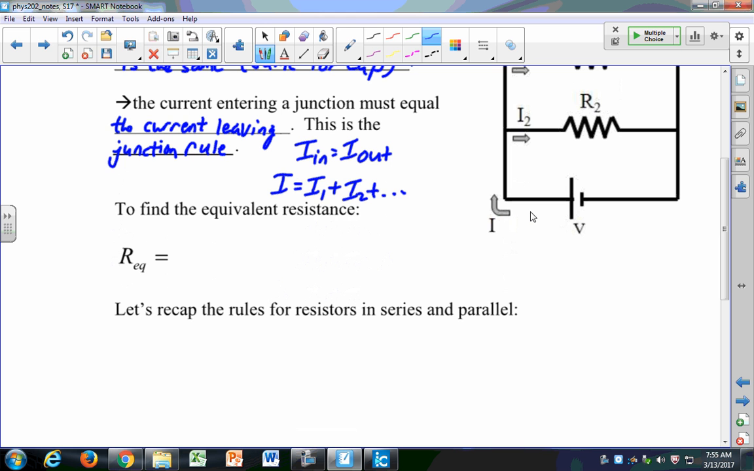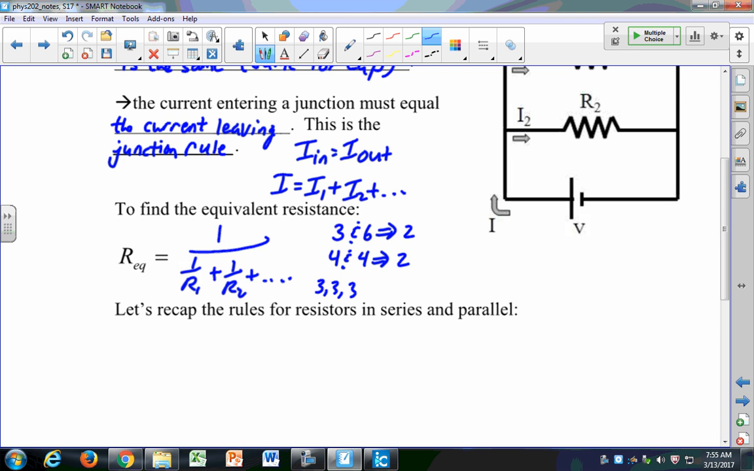And then for our equivalent resistance, it's 1 over R1 plus 1 over R2 plus however many resistors you have. Just to remind you, we have some combinations that I like to use when I have resistors in parallel, or I use this for capacitors in series. Like for example, if I have a 3 and a 6, that has an equivalent of 2. If I have a 4 and a 4, that has an equivalent of 2 as well. If I have 3, 3, and 3, that has an equivalent of 1, right? 1 over a third plus a third plus a third, that's equal to 1.